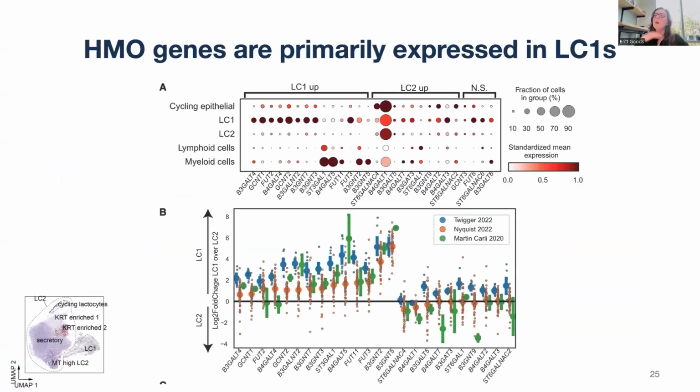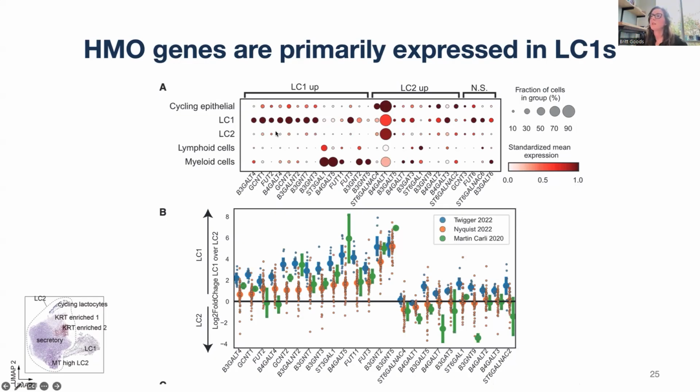Okay, so what did we want to do? Again, just to reframe the context of why I think this is important for this group: there are two epithelial subtypes in human breast milk, and one of the things my lab is really trying to understand is how these cells might be functionally different. So the first question we wanted to ask in this study is, do we see differential expression of these human milk oligosaccharide genes in our LC1 versus our LC2 cells?